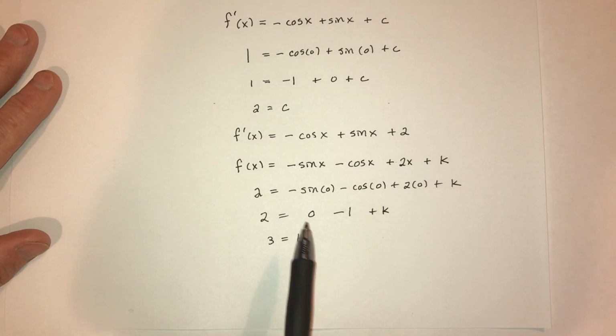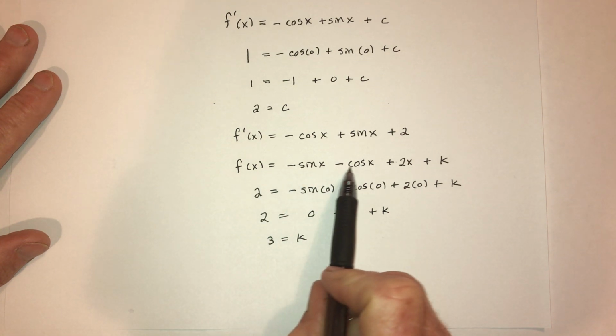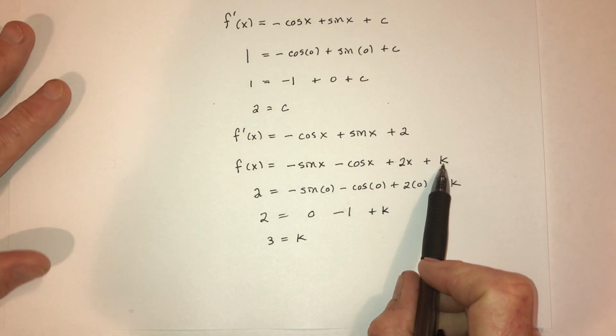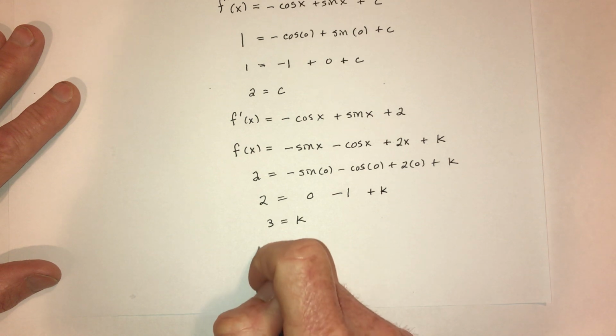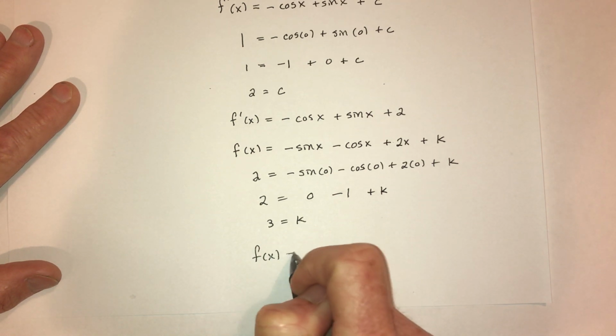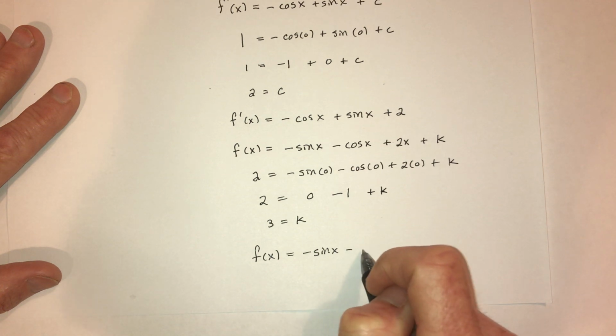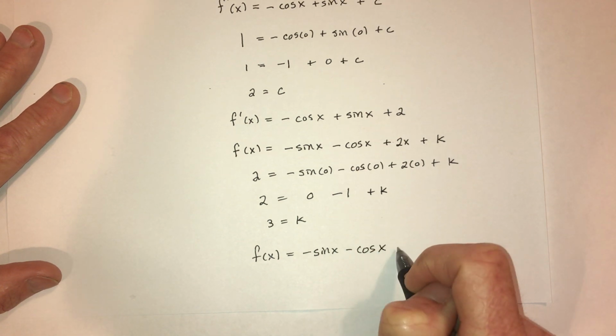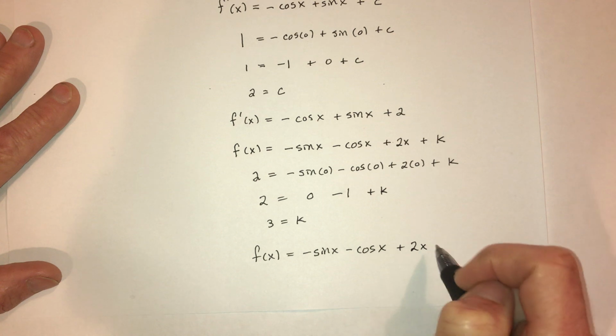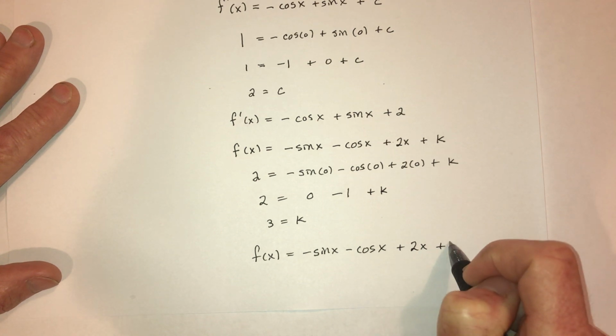So finally, the answer is going to be this whole thing right here, but then this k is equal to a 3. So the final answer: negative sine of x minus cosine of x plus a 2x, and then replace k with a 3.